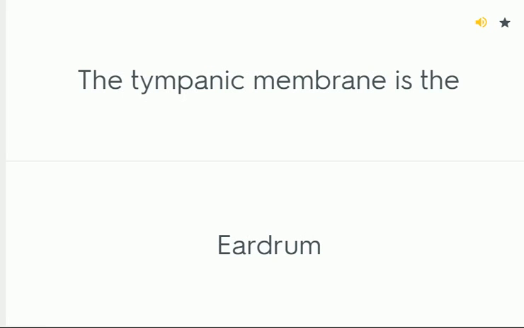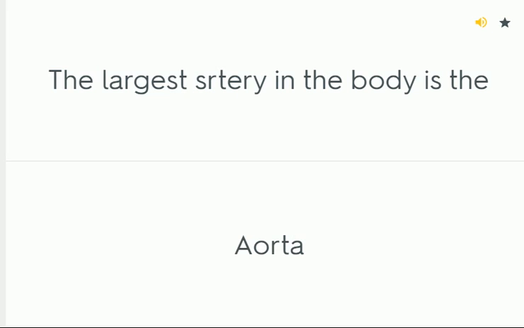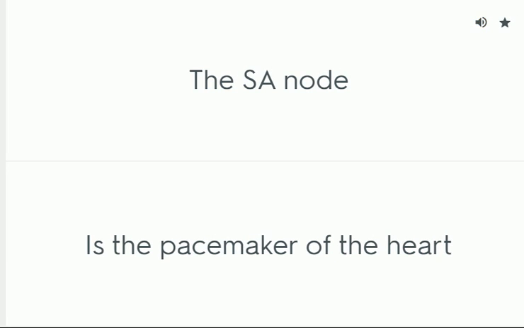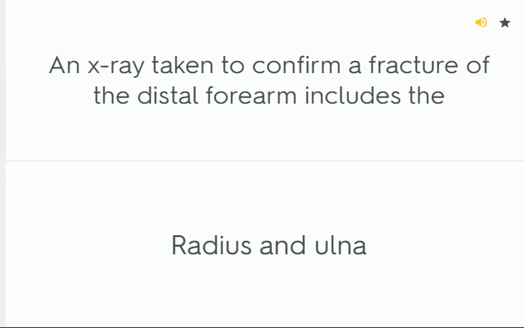The tympanic membrane is the eardrum. The largest artery in the body is the aorta. The SA node is the pacemaker of the heart. An X-ray taken to confirm a fracture of the distal forearm includes the radius and ulna.